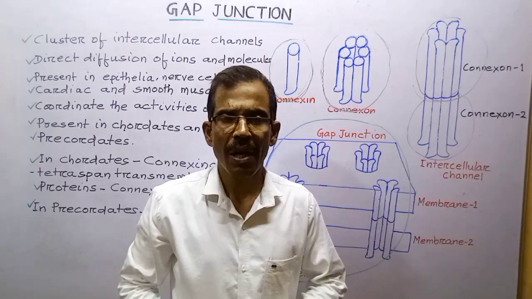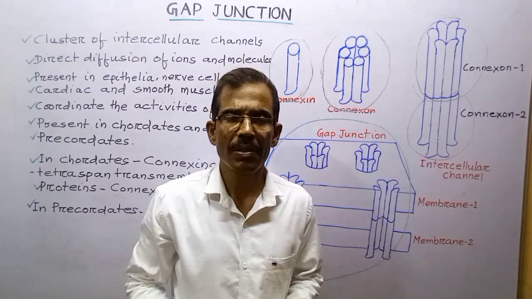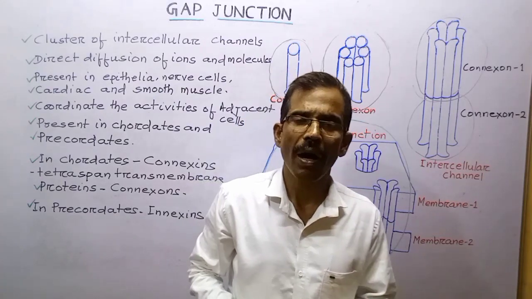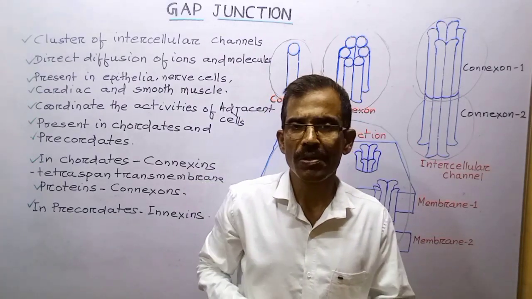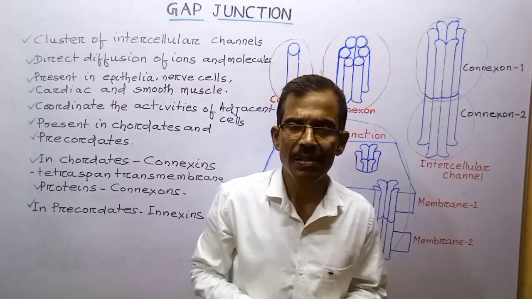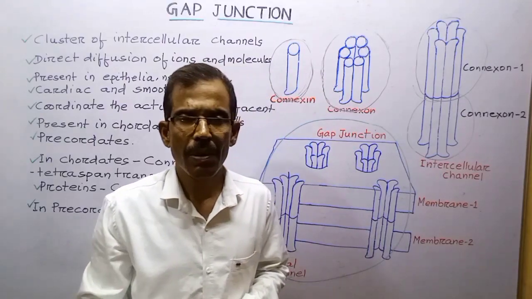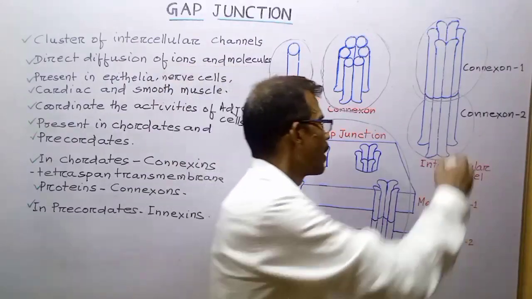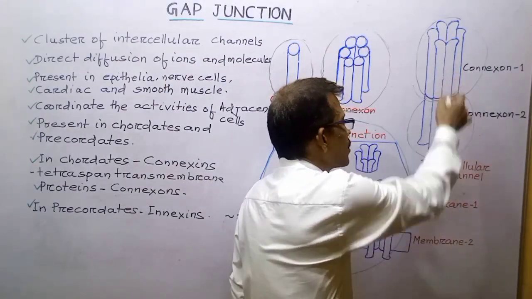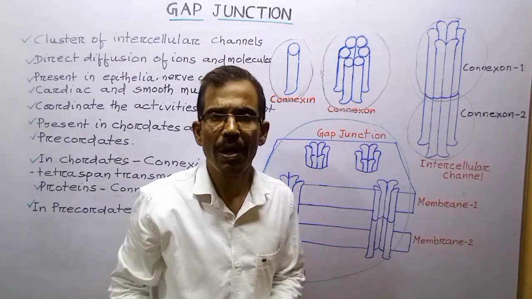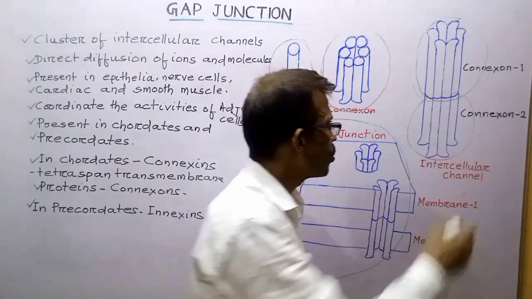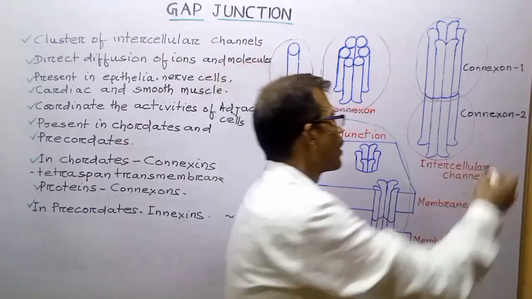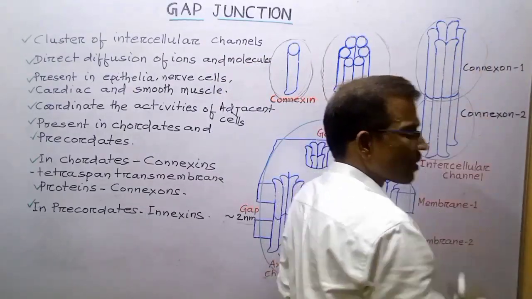Gap junctions are clusters of intercellular channels that allow the direct diffusion of ions and small molecules between adjacent cells. Each intercellular channel is formed by head-to-head docking of hexameric assemblies called connexons or hemichannels. So two connexons are docked head-to-head to form an intercellular channel.